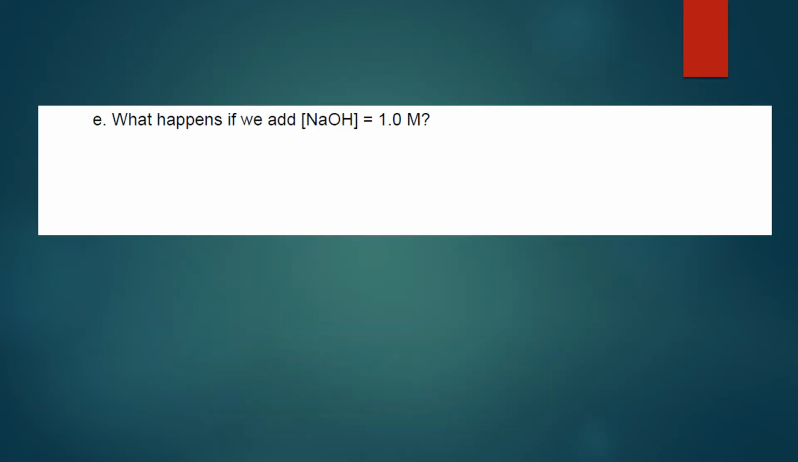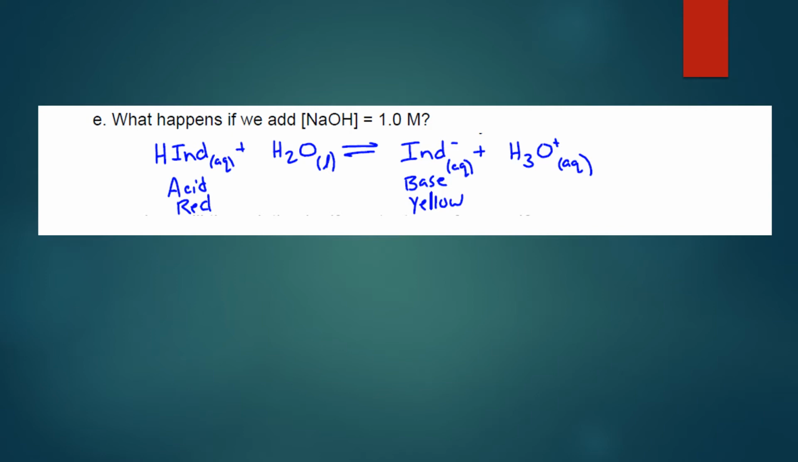So the next question asks, what happens if this time we add 1 molar sodium hydroxide? And sodium hydroxide is a strong base. So again, we're going to go back to that equilibrium expression. We've got the HIND plus H2O yields IND minus and H3O plus. Now thinking back to our neutralization, what happens if we add an acid and a base together? We know that if we have hydronium and hydroxide, they're going to neutralize and form water. So essentially what we're doing when we add sodium hydroxide is we're removing hydronium from this formula.